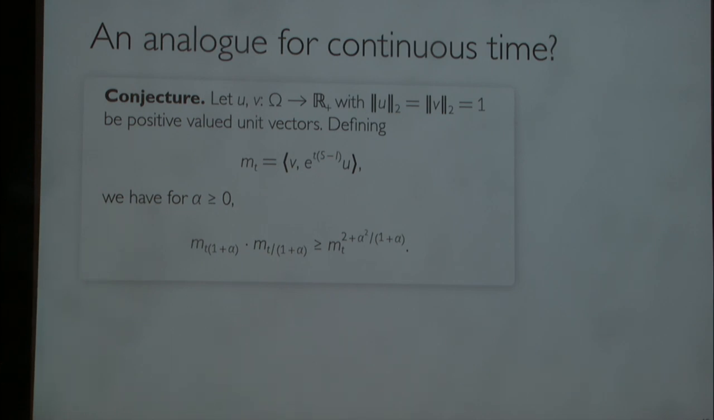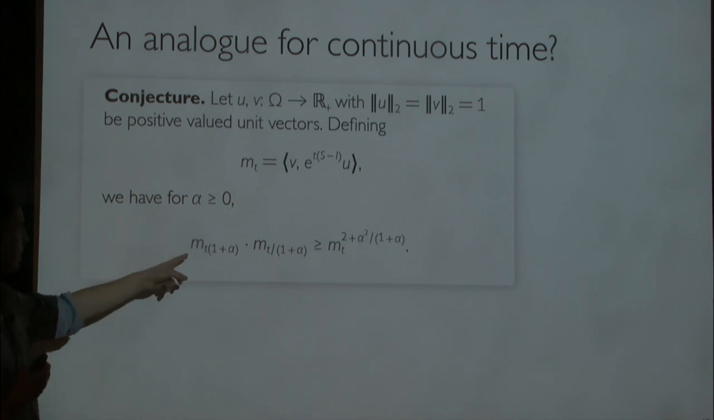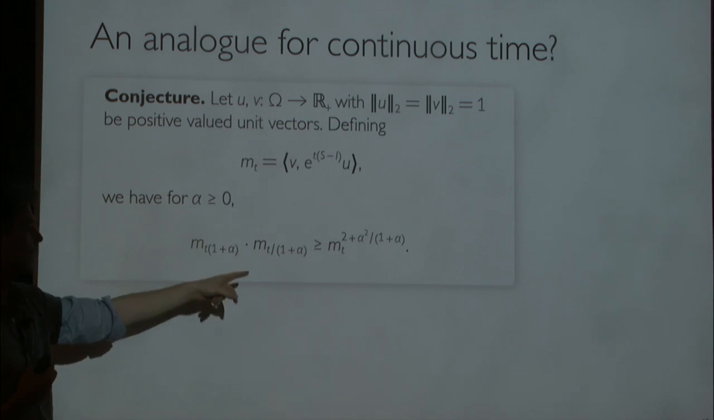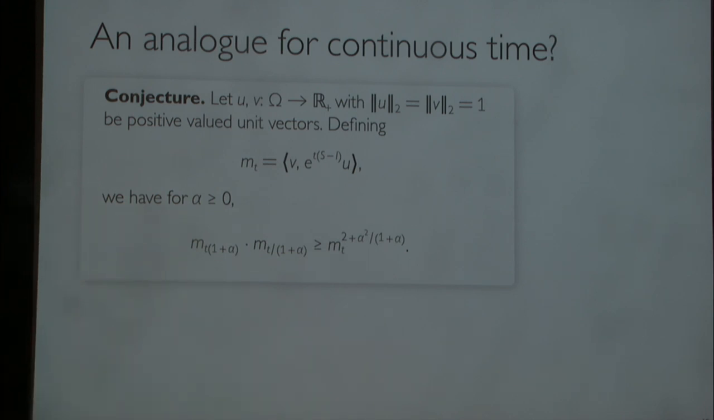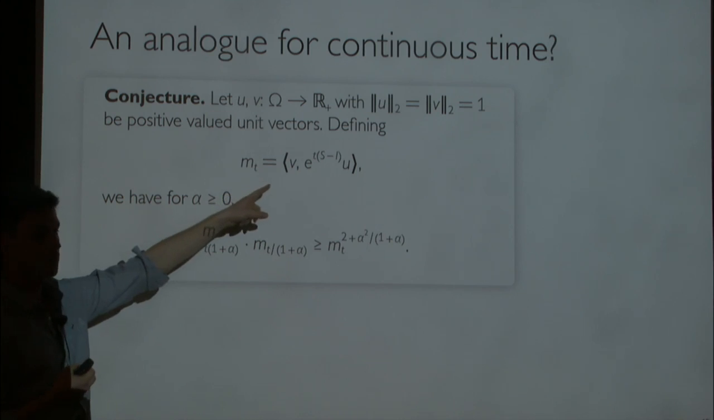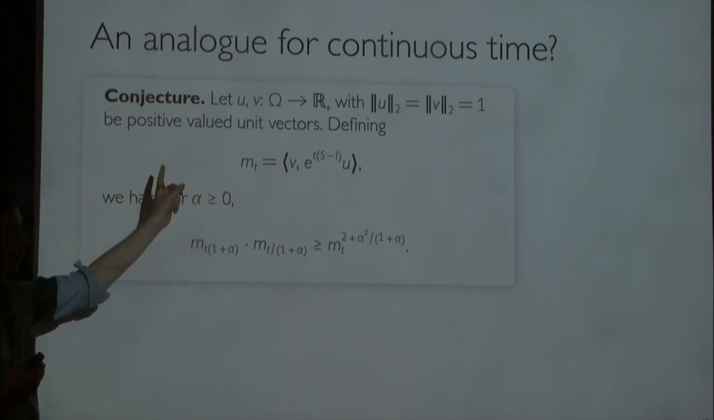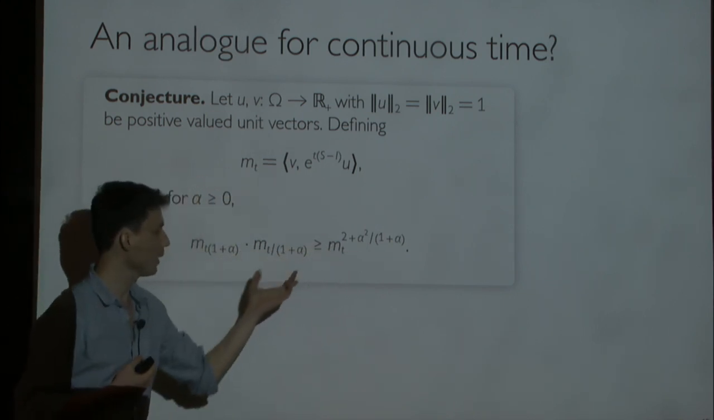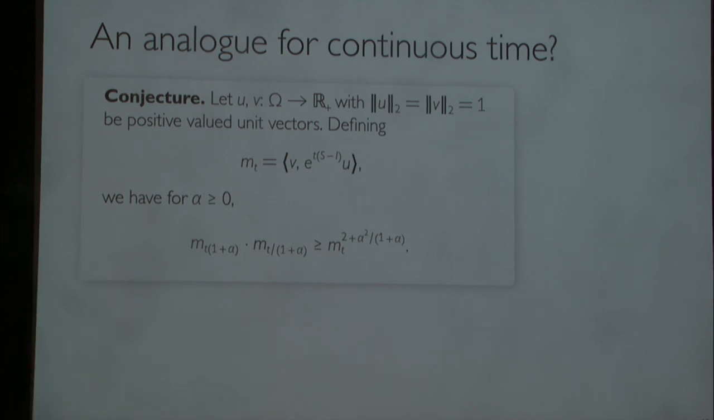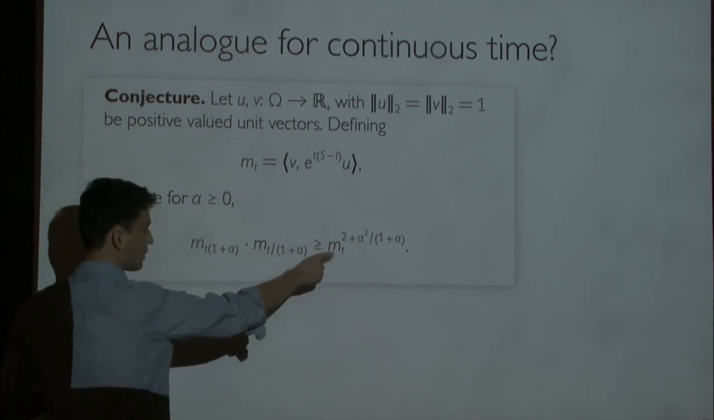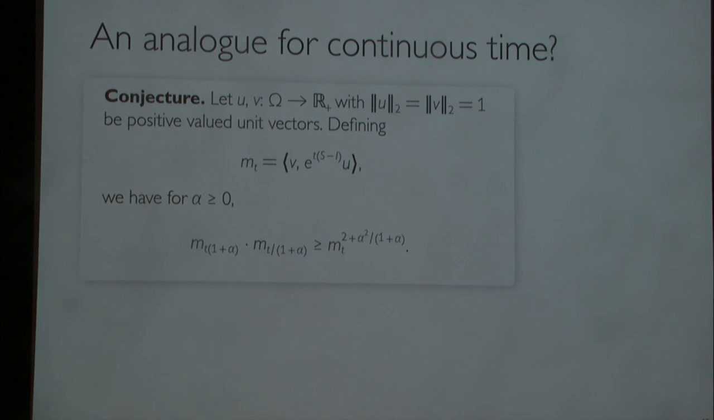Notice that if I had, let's say, MT minus alpha times MT plus alpha bigger than MT squared, that would have been the actual midpoint log convexity. Now, MT is a number between 0 and 1. Due to Cauchy-Schwarz, you can verify that it's never bigger than 1. So increasing its power is actually making this inequality weaker, because when you raise this to a larger power, this is something smaller. So this is a relaxation of log convexity.